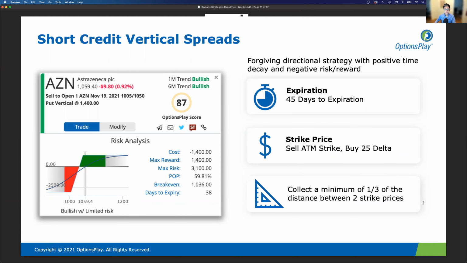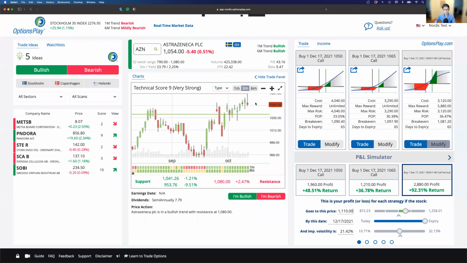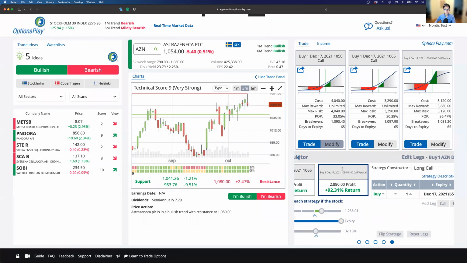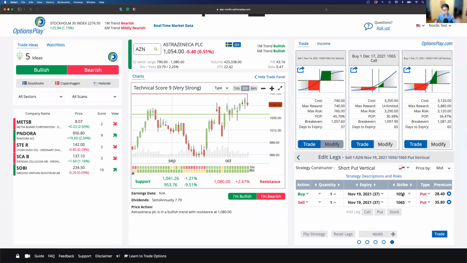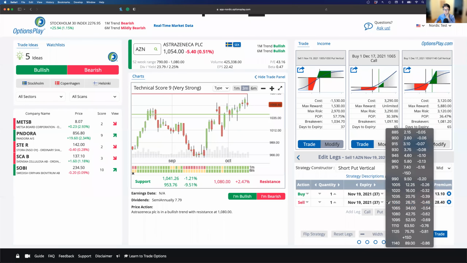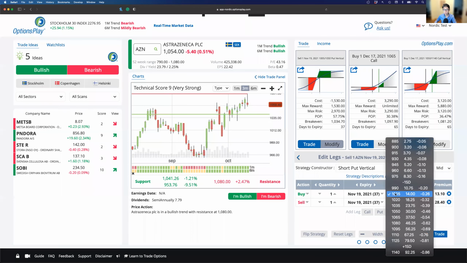So let's just go through an example here for AstraZeneca real quick. Let's say I'm bullish on AstraZeneca and I want to sell a put credit spread. So we'll go out to November 19th, which is the closest to 45 days. And as you can see here, what I'm selling is the 1050 put option, which is close to 50 delta. And then I'm buying the 1005s, which is a 26 delta. So I want to sell the 50 and buy the 25 deltas. That's how I want to choose my strike prices.